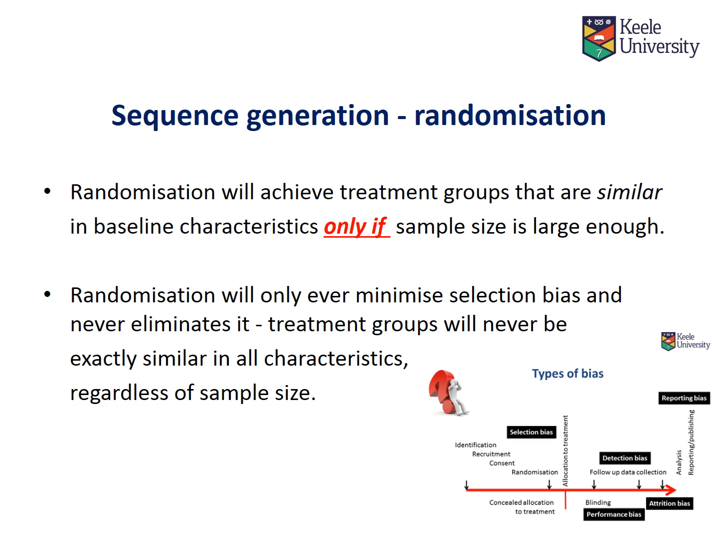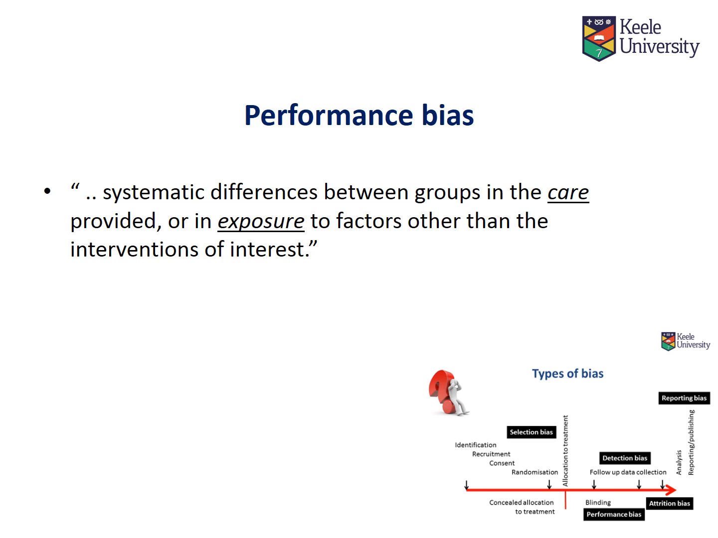Randomization or sequence generation will achieve groups that are similar at baseline in their characteristics, but only if the sample size is large enough. If there's a small sample size, even if you do randomization properly, you are unlikely to get really similar groups. You are likely to get different groups. And a point to remember is that no matter how large a sample size you have in a trial, randomization will never completely eliminate the selection bias, but it will minimize it.